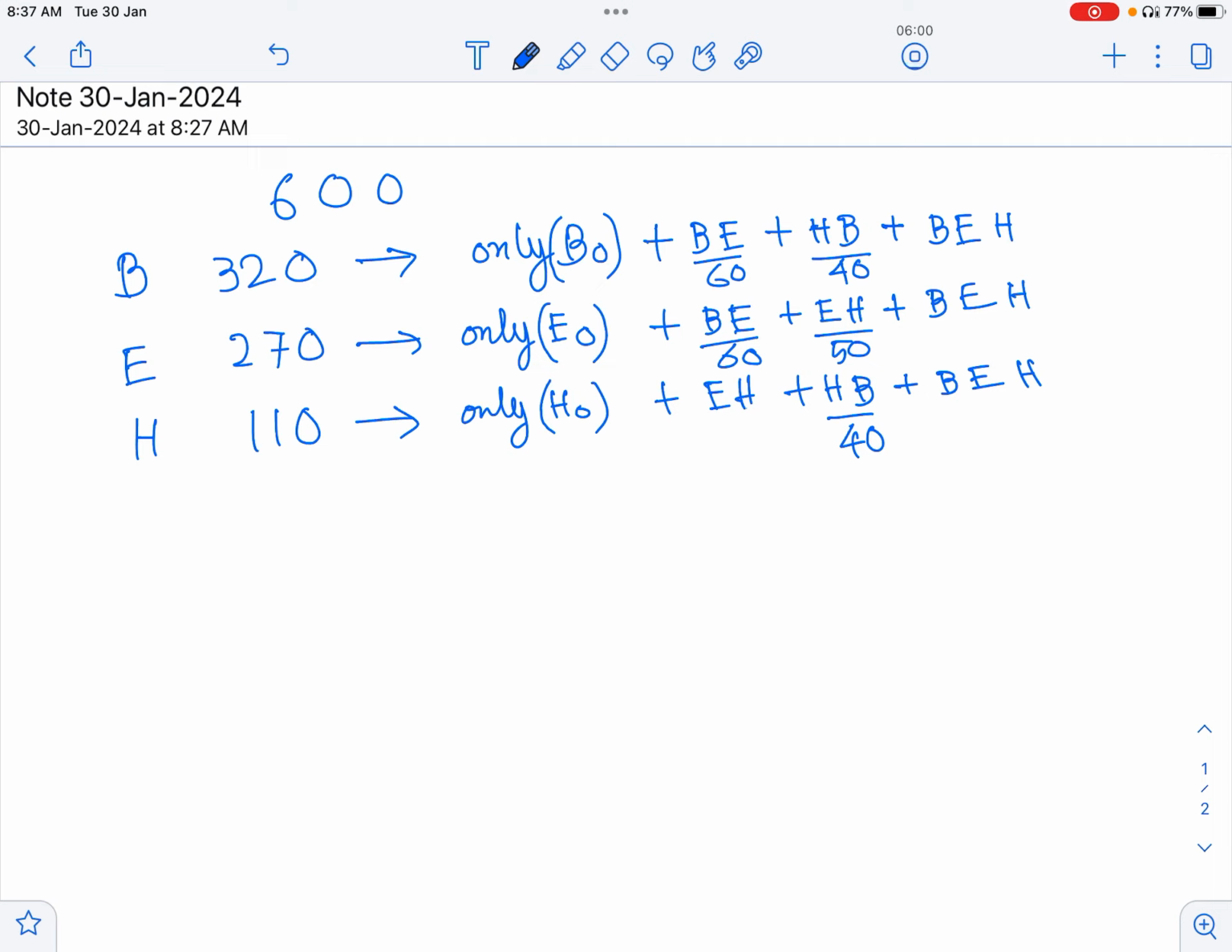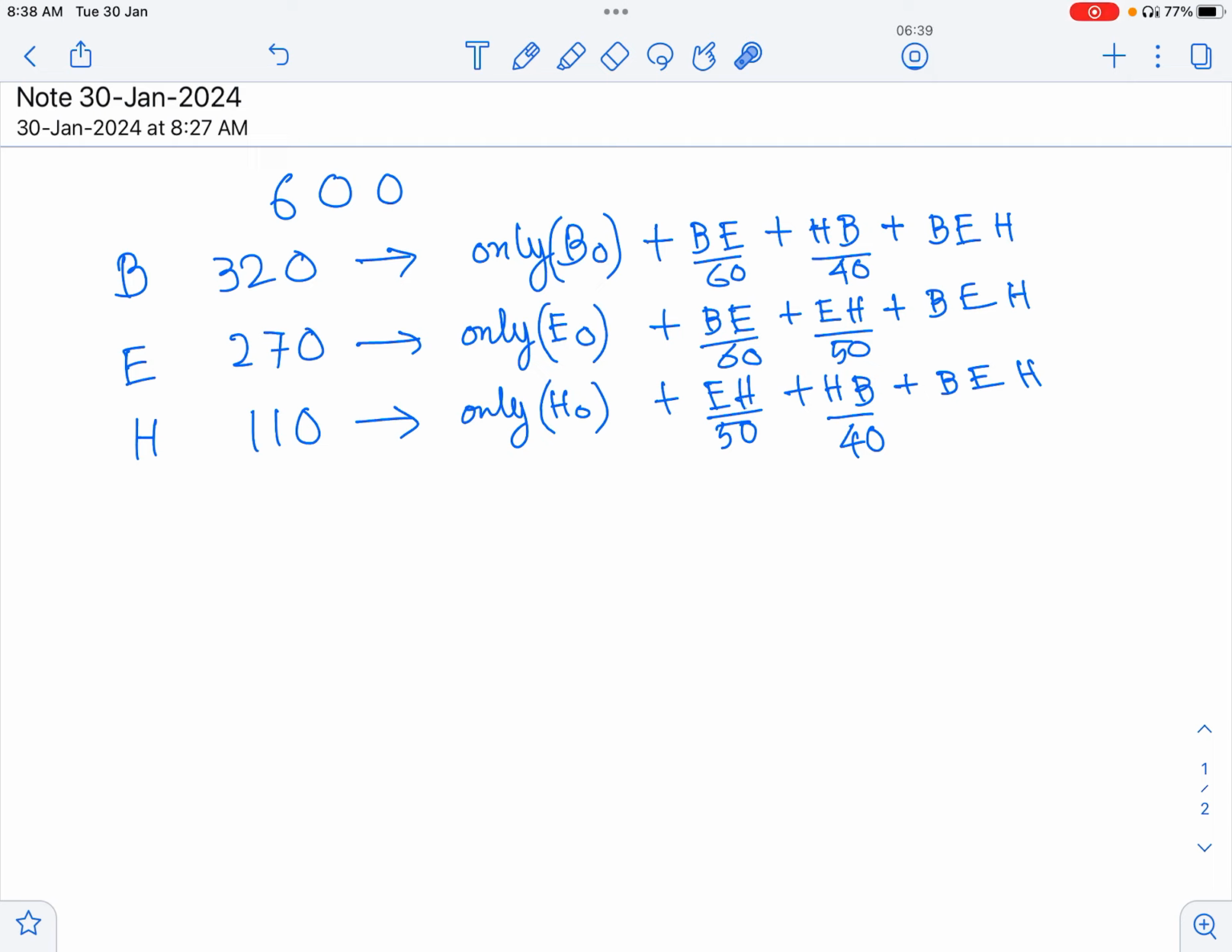English and Hindi 50. So these are those students who learn two languages at a time, but the number of those students who learn three languages is not given. We have to find this number, that is BEH, those students who learn three languages, Bengali, English and Hindi.